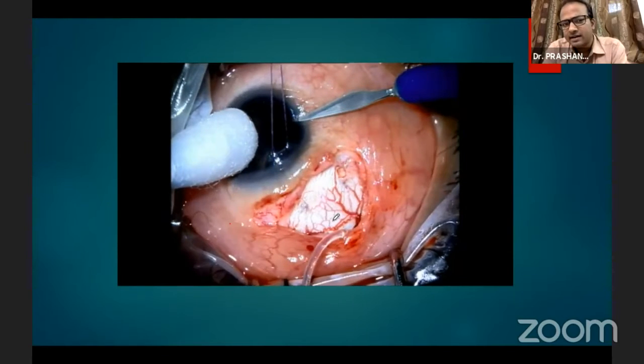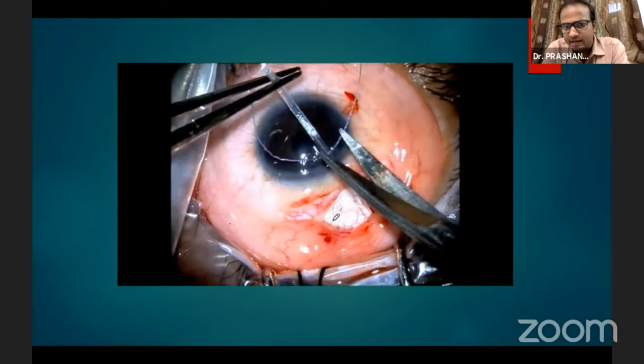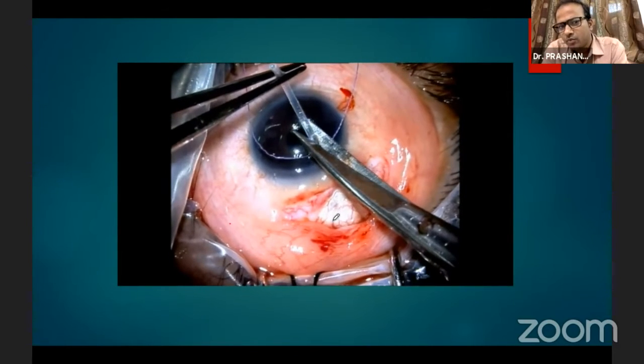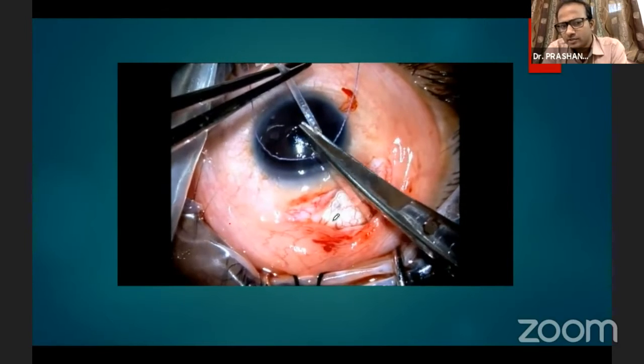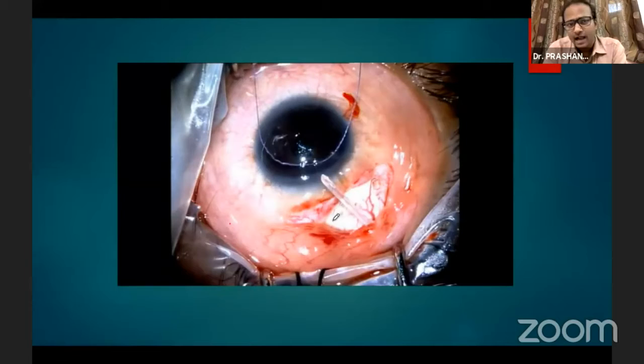So once the valve is anchored, we create a paracentesis, and then we mark the size of the tube that should be given inside the eye, and cut the tube in the bevel-up direction mostly, so that if you're putting it in the anterior chamber, it doesn't get blocked by the iris.